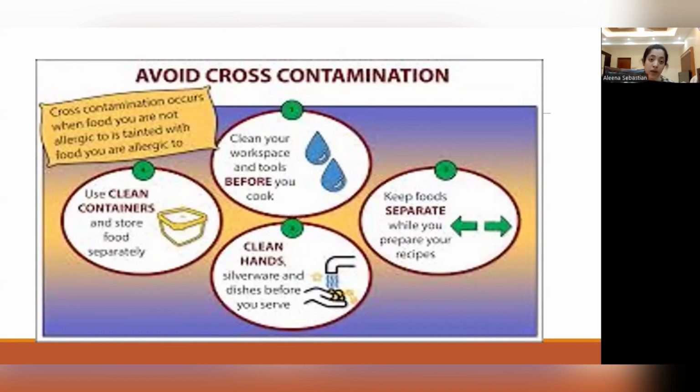Then the containers which we are using should be clean. We have to properly clean the containers, and only then fill the food. Sometimes we have used that container for storing some food with allergenic ingredient. If we have not washed it properly and we fill another food, there is a chance of cross contamination.